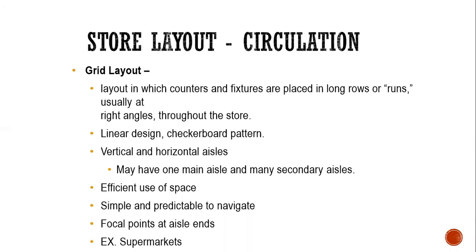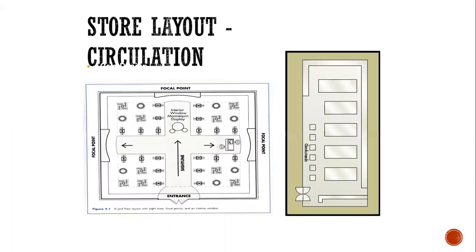In a grid layout, counters and fixtures are placed in long rows and runs, usually at right angles throughout the store. Once you enter DMART, you can find it. It depends on the designing and the infrastructure available. Once you enter, everything falls at right angles, right, right, right. It is a linear design, a checkerboard pattern. This is all geometric design, which you can understand if you have studied geometry.